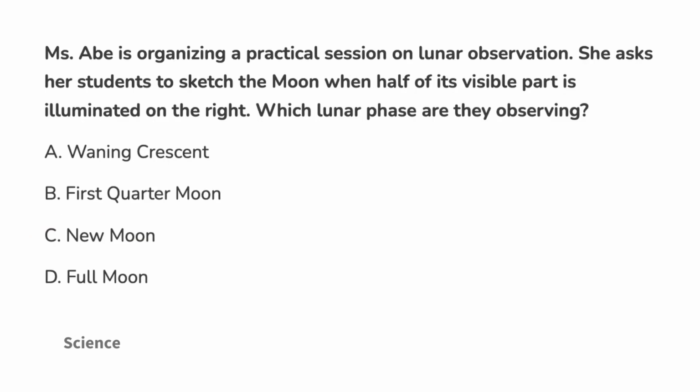Miss Abe is organizing a practical session on lunar observation. She asks her students to sketch the moon when half of its visible part is illuminated on the right. Which lunar phase are they observing? The correct response is letter B. During the first quarter moon phase, the right half of the moon, as viewed from the northern hemisphere, appears illuminated, which is ideal for observational sketches.